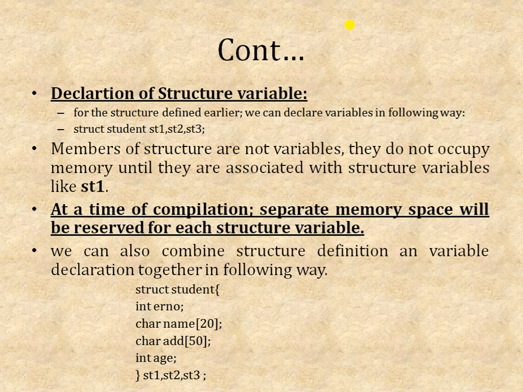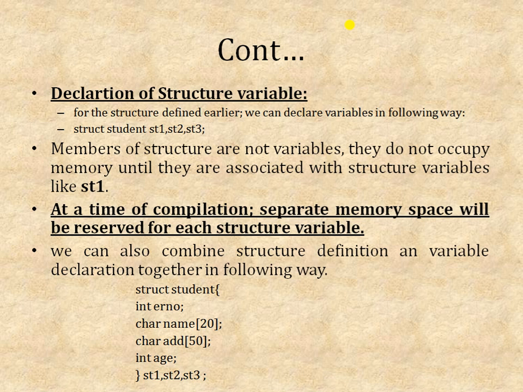Members of structure are not variables. They do not occupy memory until they are associated with structure variables like st1. At the time of compilation, a separate memory space will be reserved for each structure variable. And if we are declaring multiple structure variables, then the members of such structure variables have separate memory space for each other.